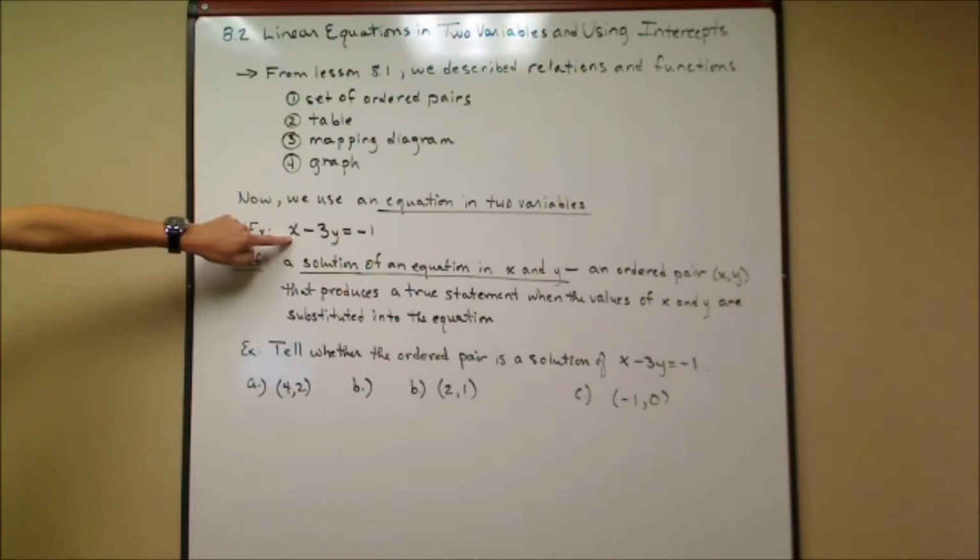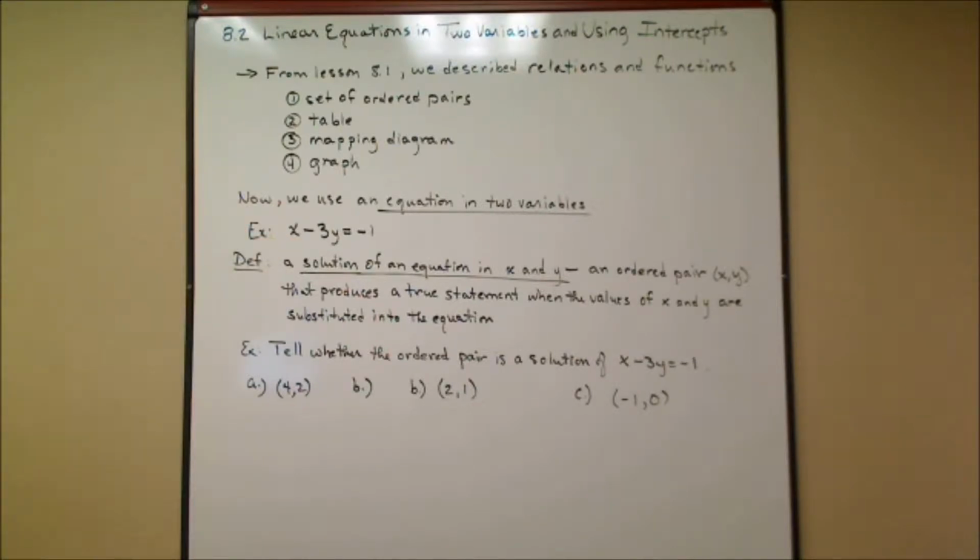Because the equations that we have dealt with up to this point have only had one variable. They either had an x or a y or a w or an a or something like that. Never have we come across one with two variables quite like this before. So a solution of an equation in x and y is any ordered pair (x, y) that produces a true statement when the values of x and y are substituted into the equation.